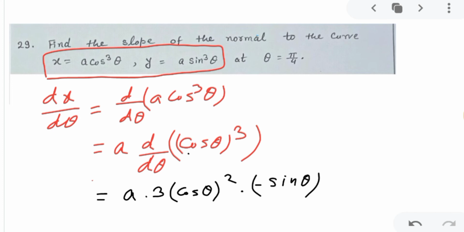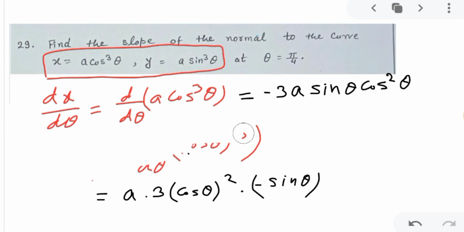Correct? So ultimately dx upon d theta you can write as minus 3a sin theta cos square theta. This is our dx upon d theta. Now I am erasing this, I will use this space.